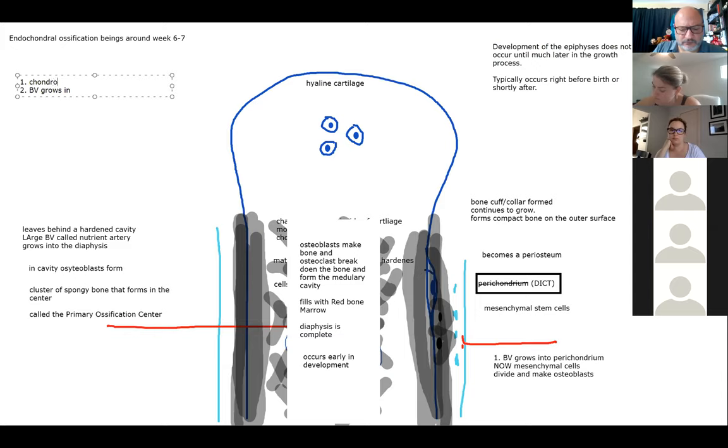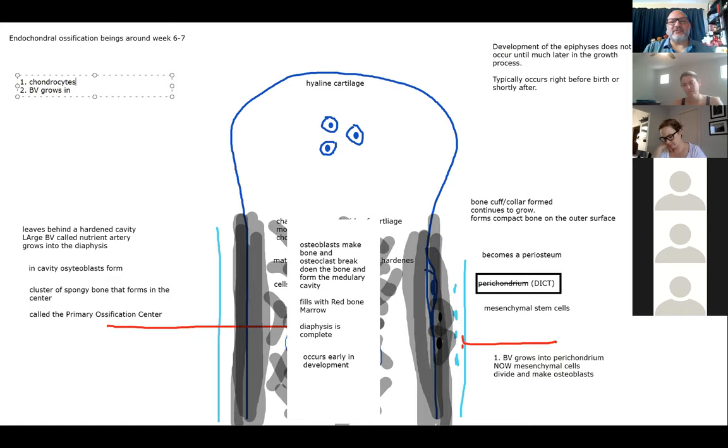We have more than one living in the lacuna. Not so much that there's more living in the lacuna. Remember, it wasn't so much that they were dividing, but what weird thing happened to the chondrocytes in the diaphysis? They were producing matrix on the inside? That was at the very, very beginning when we made the model. But before that nutrient artery could grow in, a cavity had to form. How did that cavity form?